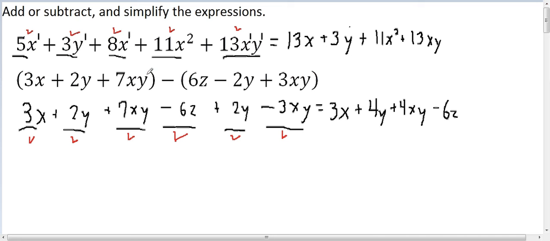So after subtracting and simplifying this expression, we end up with the expression 3x plus 4y plus 4xy minus 6z.